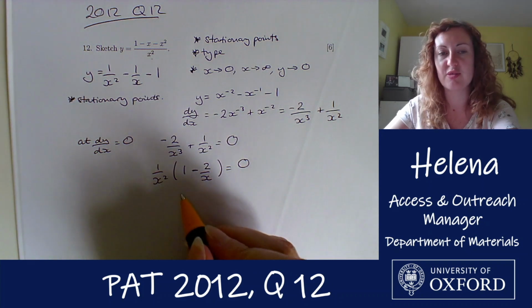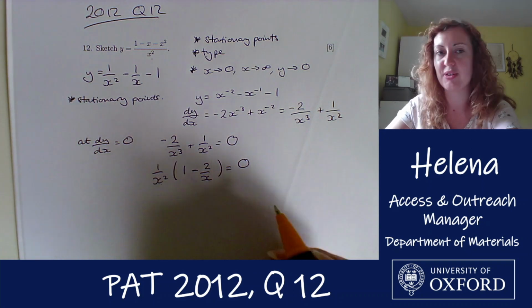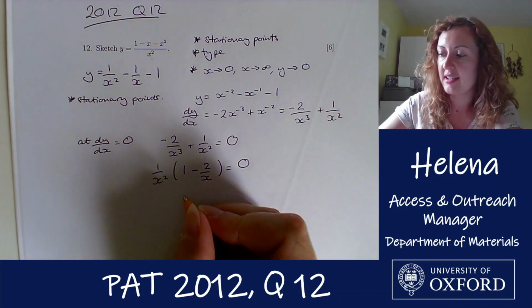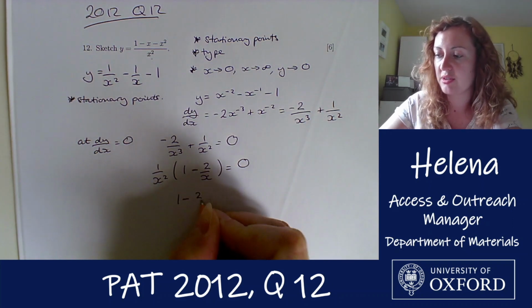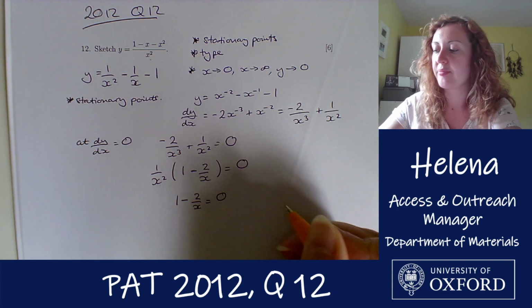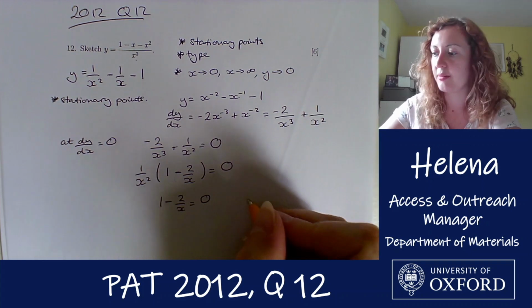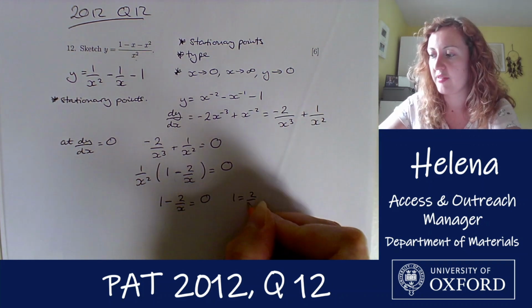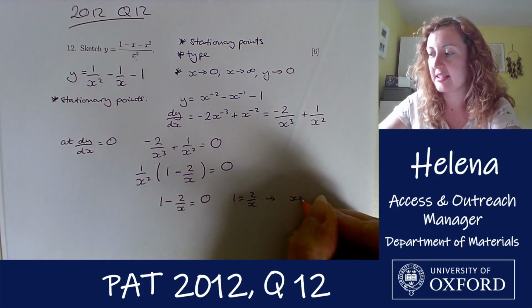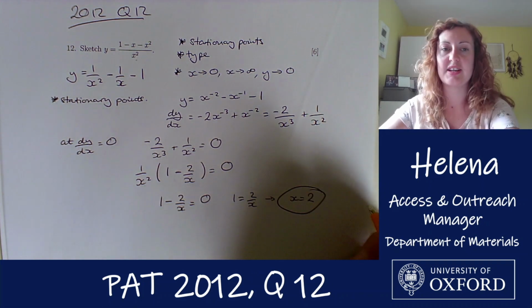So this one here is not very useful for our stationary points, so let's focus on the term in brackets here. So 1 minus 2 over x equals 0. Let's do a bit of rearranging. So we have 1 equals 2 over x, and therefore x equals 2 at our stationary point.